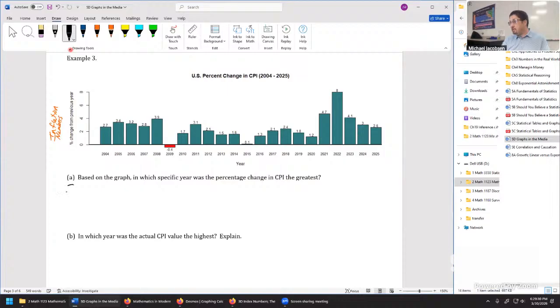Let's write here. In 2022, the percent change in the consumer price index, CPI for short, was the greatest. So this question part A is nice because once again, the statement of the question aligns just nicely with the actual information on the vertical axis. Any question with part A?